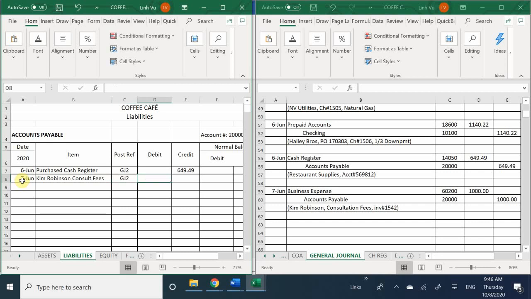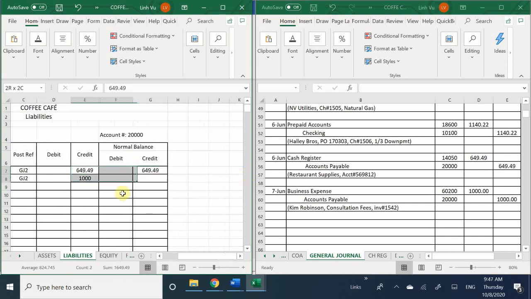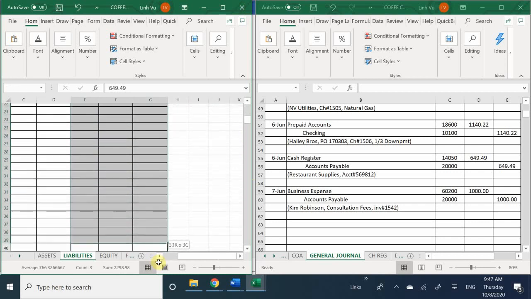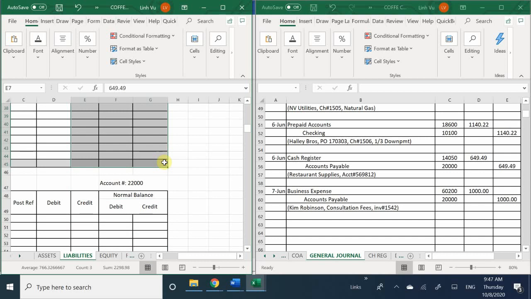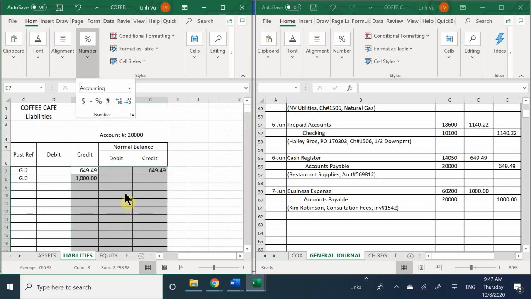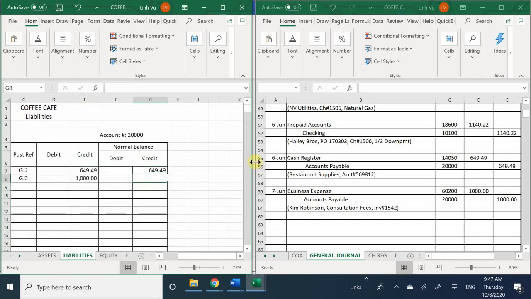Okay. General journal number 2. And this time I'm increasing my credit by $1,000. With that being said, therefore, I need to stick in a new formula in my accounts payable account. All right? And this time, this formula is going to be a little different. This time, I'm going to be in my normal credit side. I'm going to go to equal, right, to start my formula.